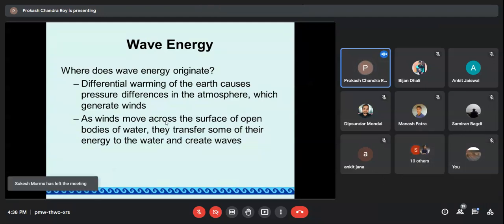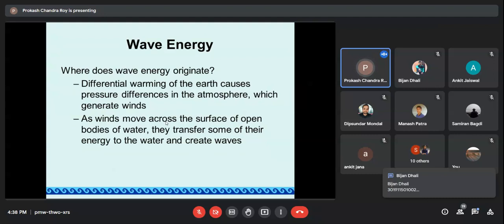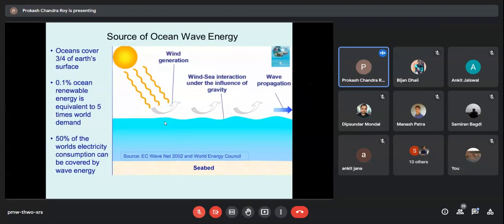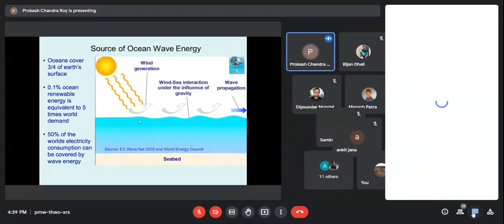And when this wind moves or strikes on the surface of the ocean or any open water bodies, it transfers some of its energy to the water and creates waves. So because of that, when you have a cyclone or any other thunderstorm, in that case you will get more waves because of the high wind. So if you look at a pictorial view, you will understand how this wave is generated.